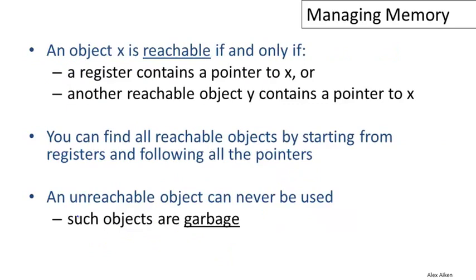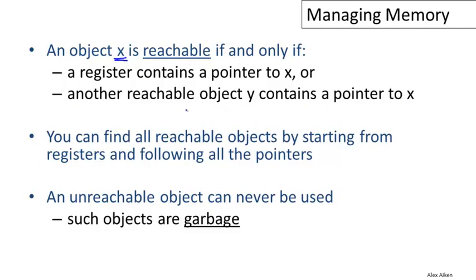Now, it turns out that we need a more general definition of object reachability than this example illustrates. So let's take a look at that. We're going to say that an object X is reachable if and only if one of the following two things is true. So either a register contains a pointer to X. So either the X is reachable immediately from some register. Remember that the registers contain things like the local variables in there and the intermediate expressions, and they're just the values that the program has immediate access to. Or another reachable object Y contains a pointer to X.